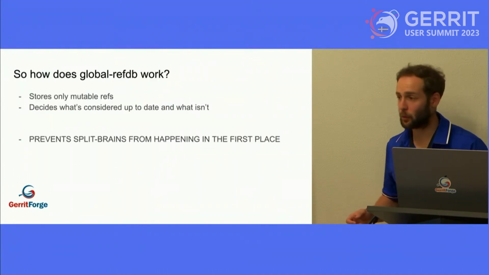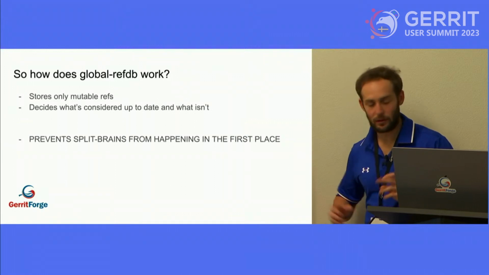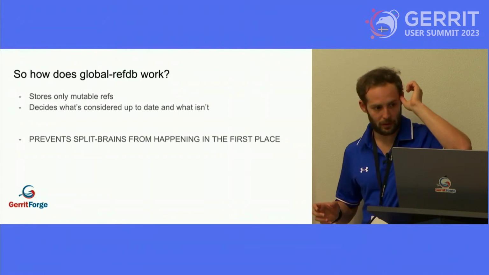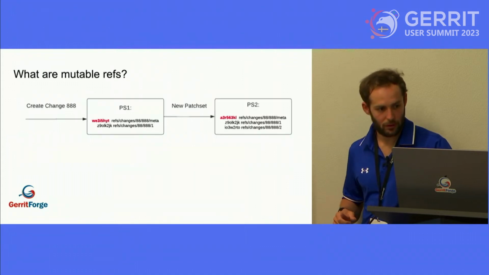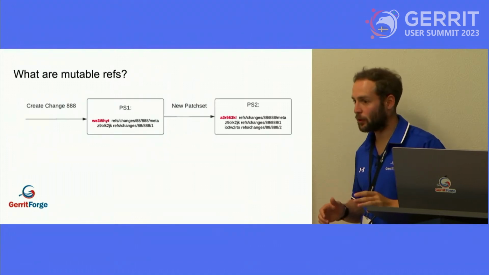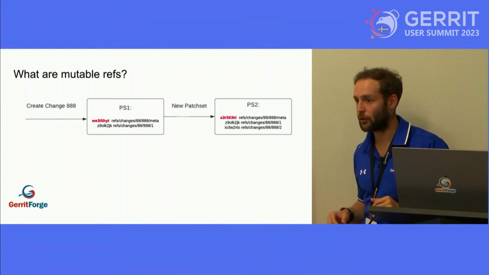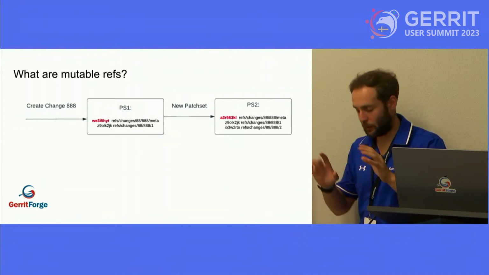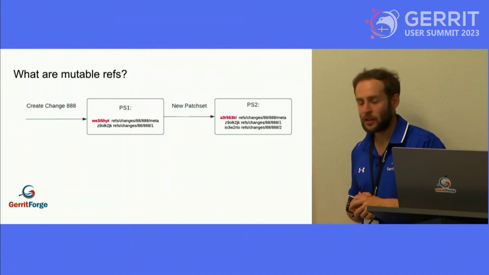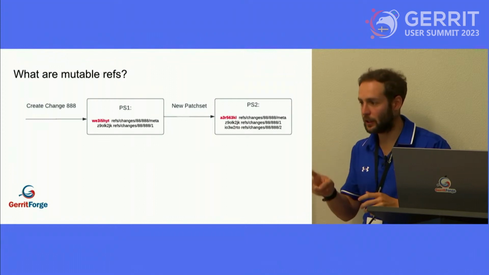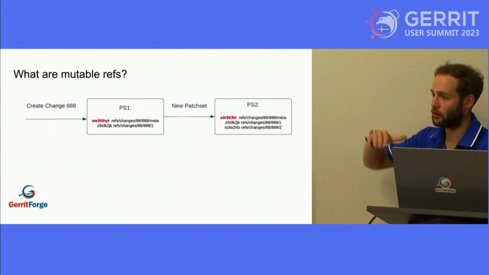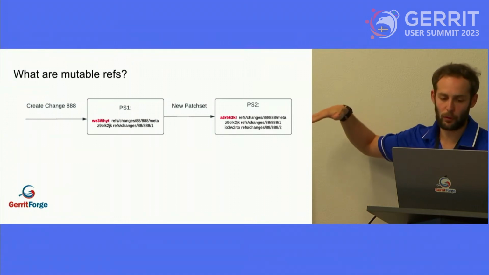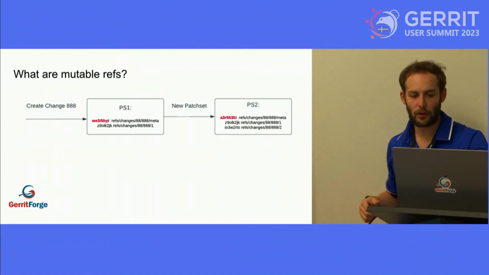So how does it work now? Some of you might be familiar, and maybe not. It stores only the mutable refs. So what's a mutable ref? When you're creating a change on your server, when you're pushing to refs for master, you're actually creating at least 2 refs. You've got your meta ref, which is the one that tracks the state of your branch, of your change. And then you've got the patch set.